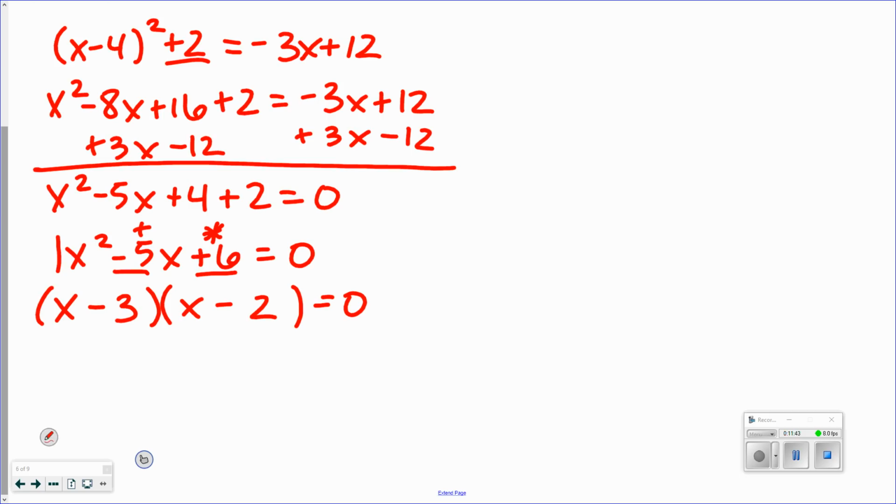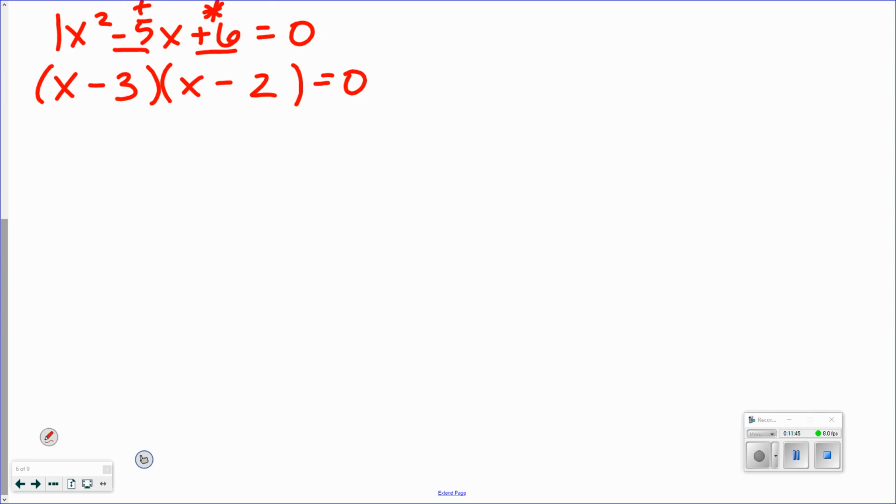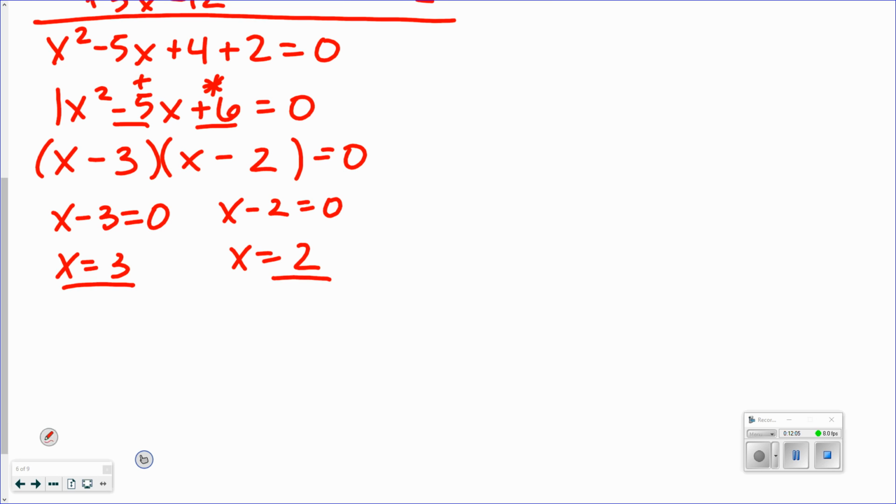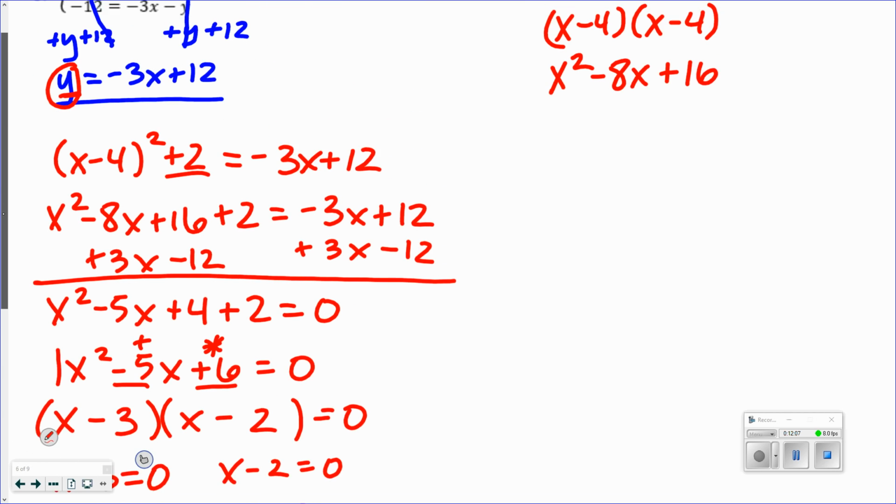Okay, you're not done yet because you have to find the y value because you're finding a point where they cross. So I'm going to take my 3 and my 2 and I'm going to plug it into one of the original equations. I'm going to plug it into the easier one, which for me would be the second one because the y is already by itself. So substitute the 3 and the 2 in.